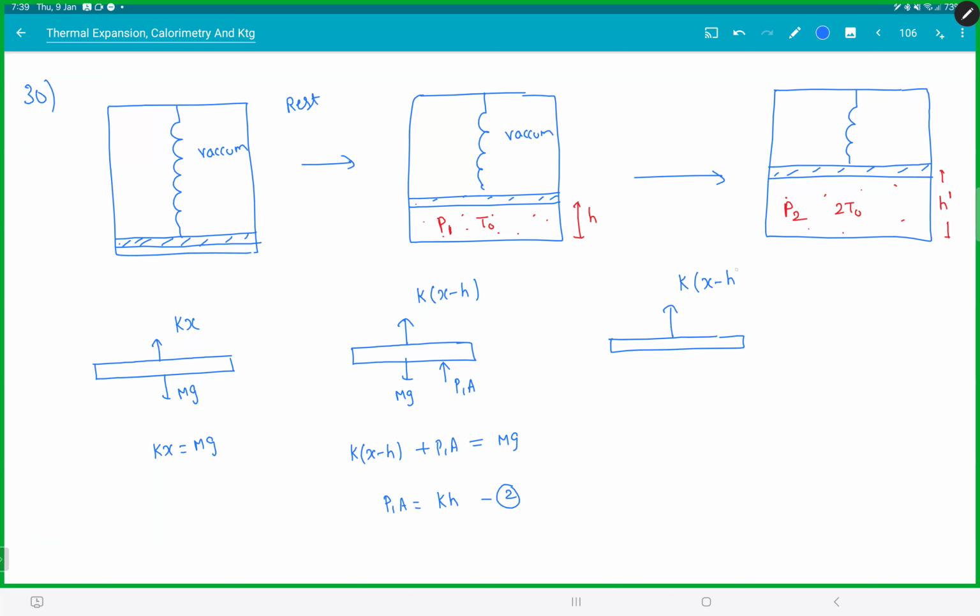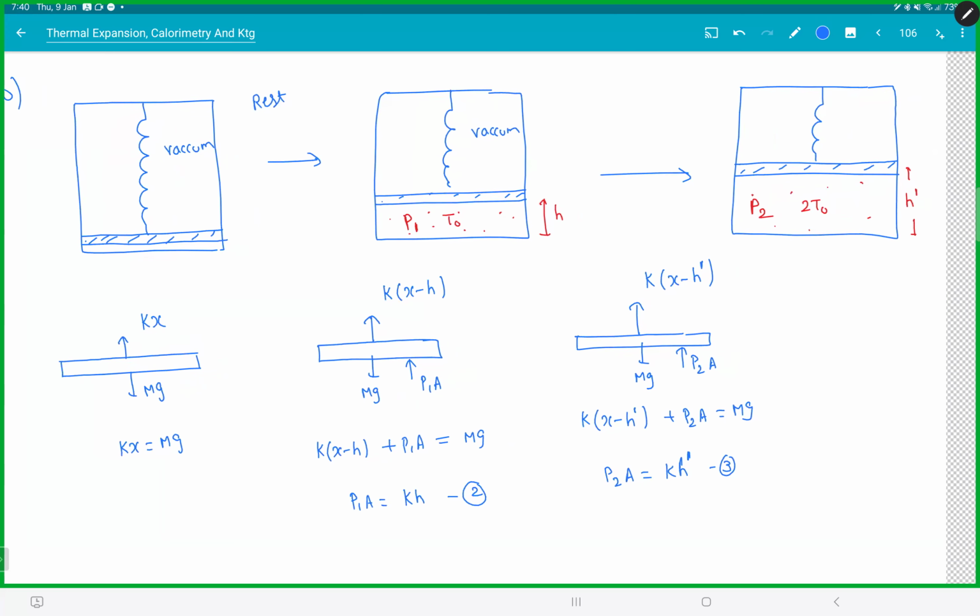Now if you take the next situation, now the spring has gone even further. So this is x minus h dash, your own weight mg, and this is P2A. This would be K(x minus h dash) plus P2A is mg. This will be P2 into A is equal to Kh dash.